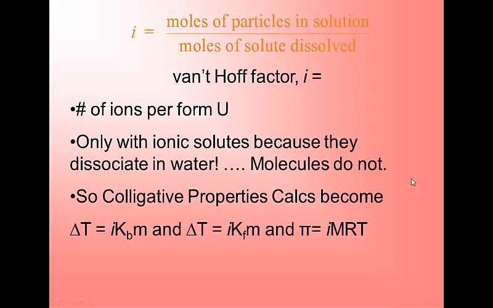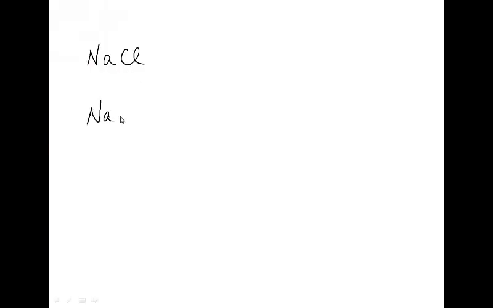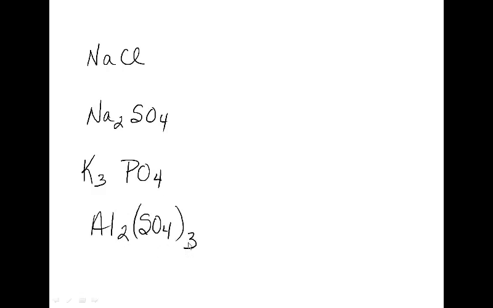So here's a couple of examples I want you to write down. Alright, we've done sodium chloride. The Van Hoff factor for sodium chloride is 2, because there are 2 ions. Every one of these is a soluble salt. Sodium sulfate, how many ions is that? 3, because it's going to dissociate into 2 sodiums and 1 sulfate, so the Van Hoff factor is 3. Potassium phosphate, how many is that? Well, 3 potassiums and 1 phosphate, so 4.